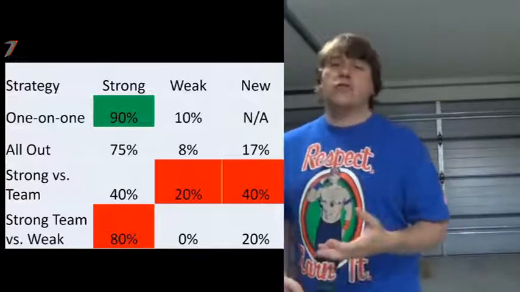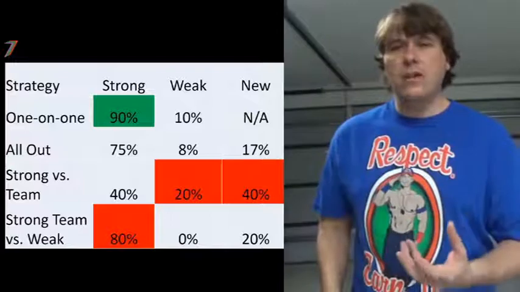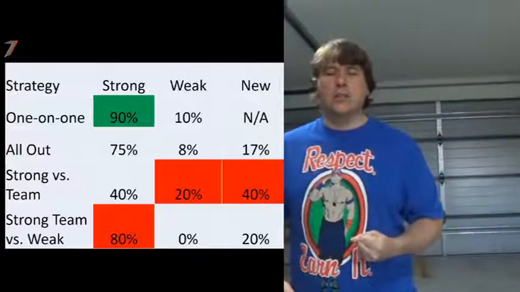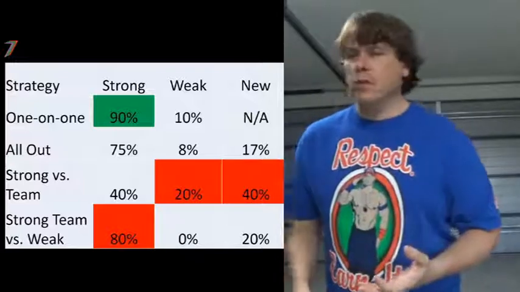And therefore that would be the strategy applied. And that will give him the best chances of winning. And that also gives the weaker player a much better chance of winning as well. 20% isn't great, but it's a lot better than 10%.